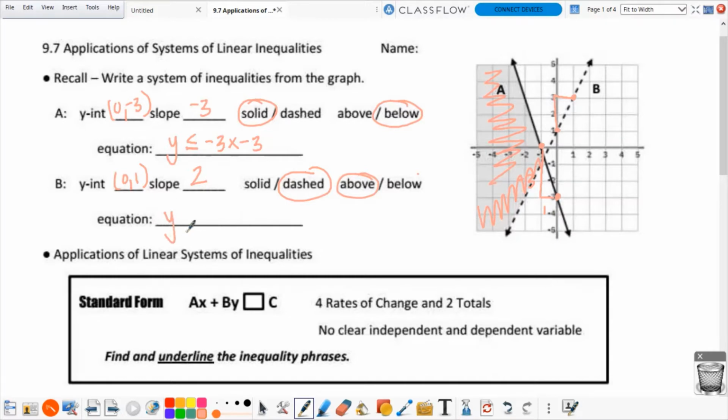So we have y. We're shaded above, which means we're going to be greater than. And we have a dashed line, which means there is no equal to, just going to be greater than our slope of 2x plus our y-intercept of 1.